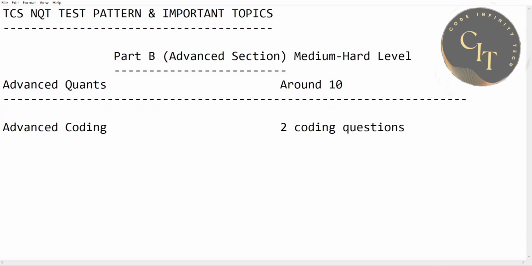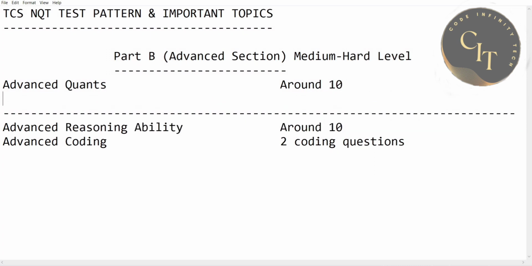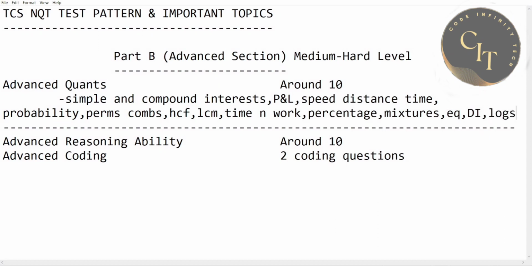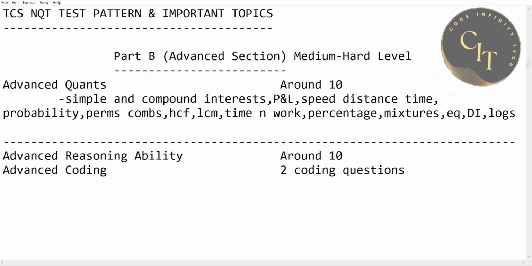We already discussed how many questions you will have in this advanced section, so let's discuss the topics in the advanced quant section. The topics will be similar to the topics in the foundation section, but the questions will be of a bit advanced level, that's it. No new topics: simple and compound interest, profit and loss, speed, distance, time, permutations and combinations, time and work, percentage, probability, etc. Those are the topics we discussed in the foundation section, but a little bit advanced, tricky, and somewhat complex questions. They are not very complex, so you can get through this round also.